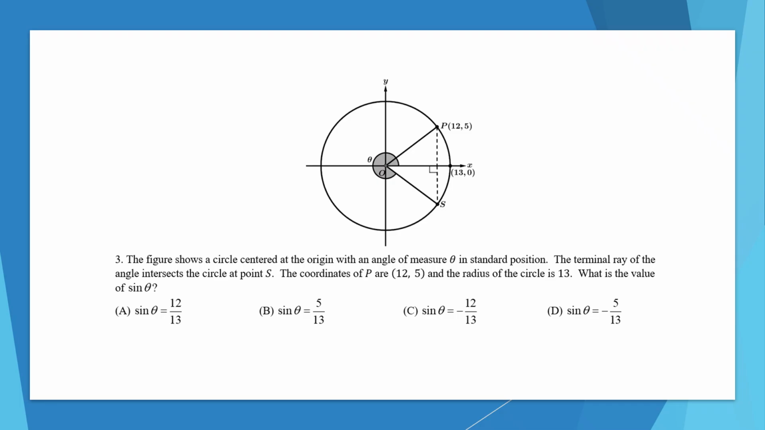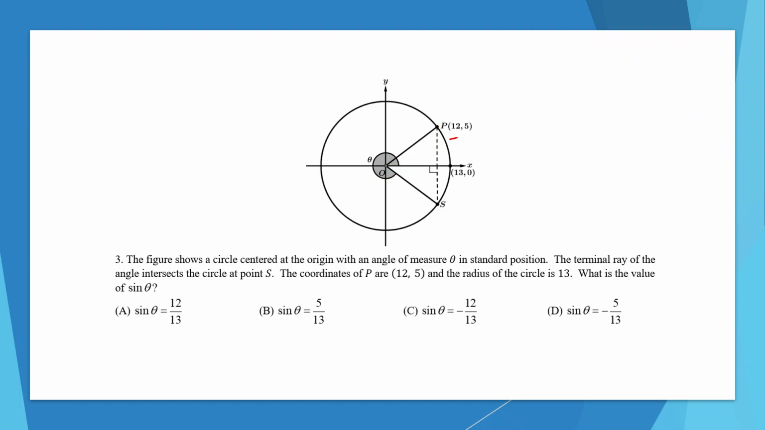And then number 3, the figure shows a circle centered at the origin with theta in standard position. What is the value of sine theta, knowing that the radius is 13, and then this coordinate here is 12 and 5? However, theta is not going to point P, it is going to point S. So we are going to want to use that as our triangle.